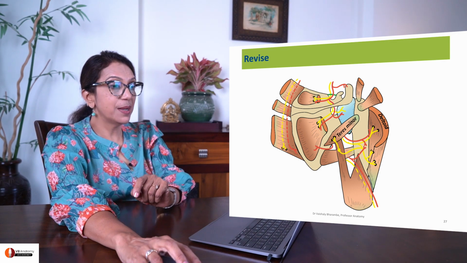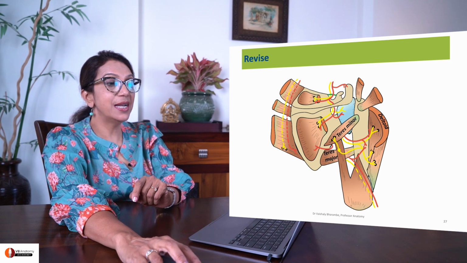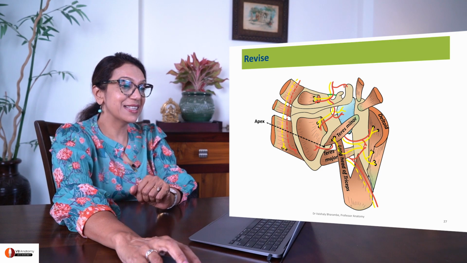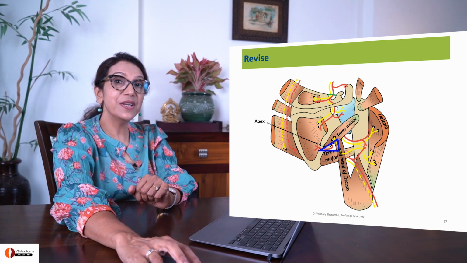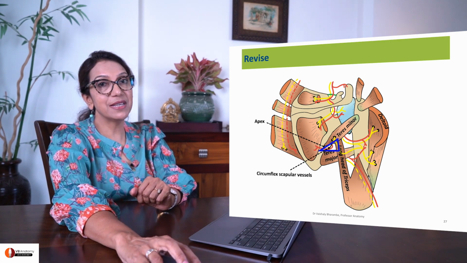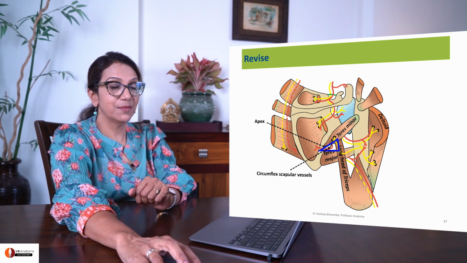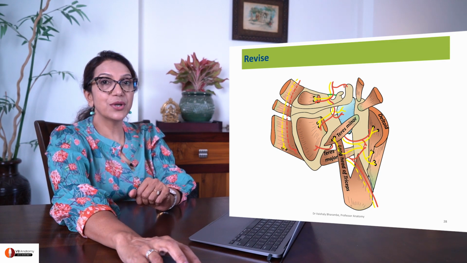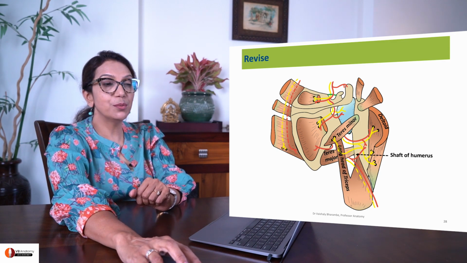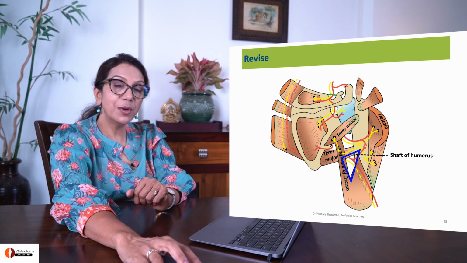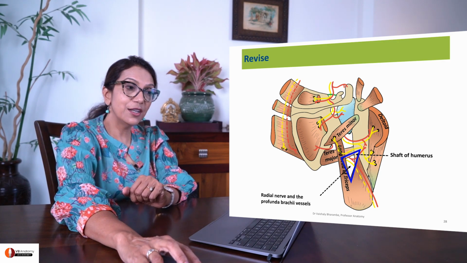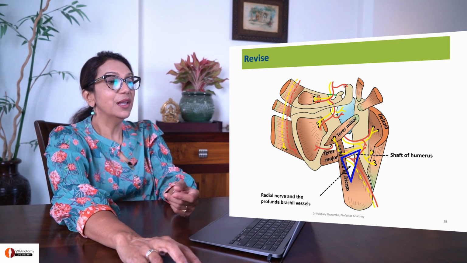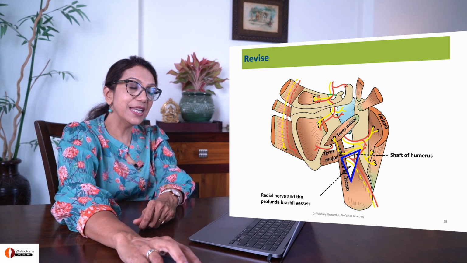Now, bound above by teres minor, below by teres major, and laterally by long head of triceps is which space? Upper triangular space, through which the circumflex scapular vessels pass. Again, bound above by teres major, medially by long head of triceps, laterally by shaft of humerus is a triangular space. What passes through it? Radial nerve and profunda brachii artery. What is this triangular space called? Lower triangular space. Very nice.